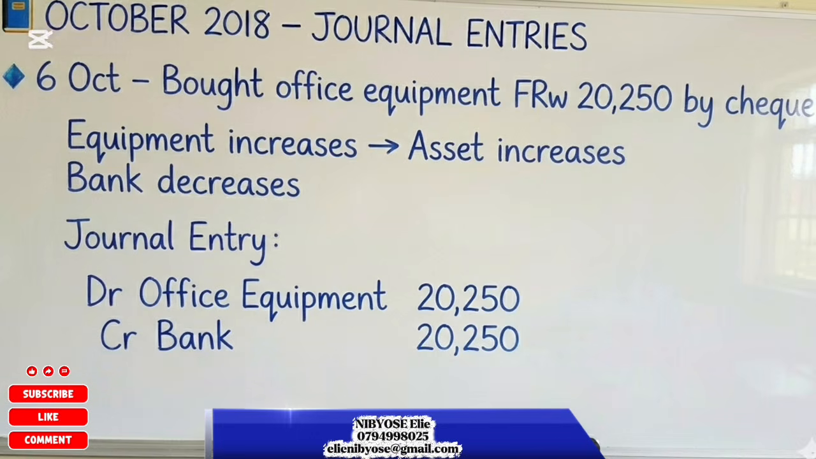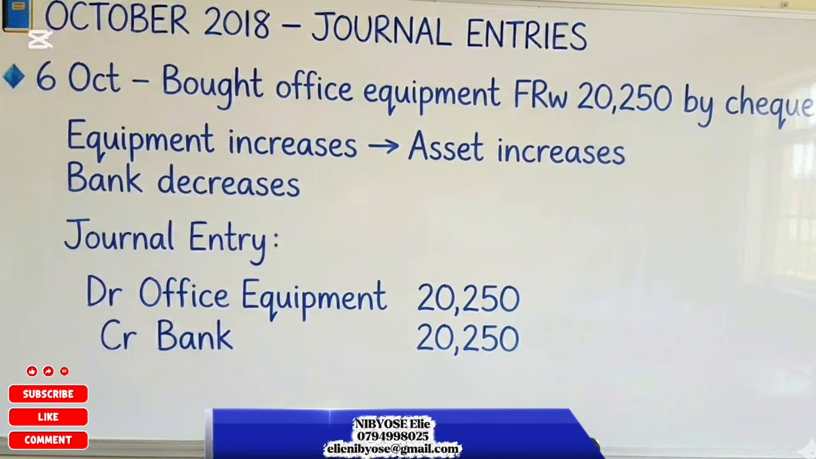So let's move on to the third transaction that took place on the 6th October, where the company bought office equipment of 20,250 Rwandan francs by check. This means that the office equipment increased. Remember that this equipment is in the form of assets, and when an asset increases, we debit. That's why we are going to debit the office equipment account by 20,250 Rwandan francs as an asset of equipment that increases. And we also credit the bank account as an asset that is decreasing here.